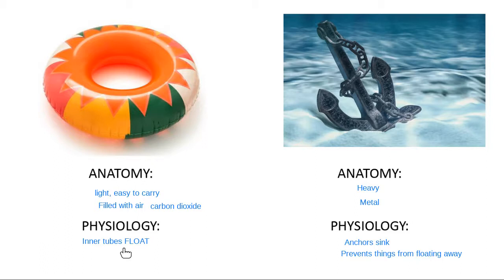Compared to metal, which is much heavier than water, meaning that an anchor made out of metal is going to sink. Now, this time we kind of started with the function and used that to help us understand what was there. But notice how with this side, we kind of went the other way. We talked about what was there, how it's really light, how we've got carbon dioxide, to help us remember that this is something that would float. Anatomy, we can use to predict physiology, or we can use physiology to predict anatomy.